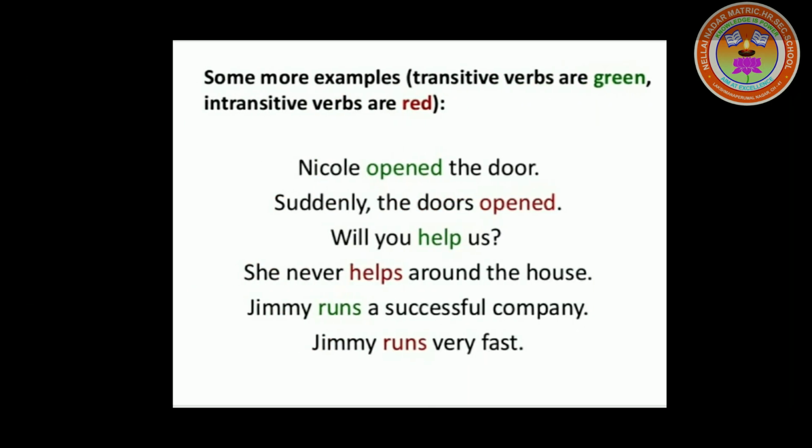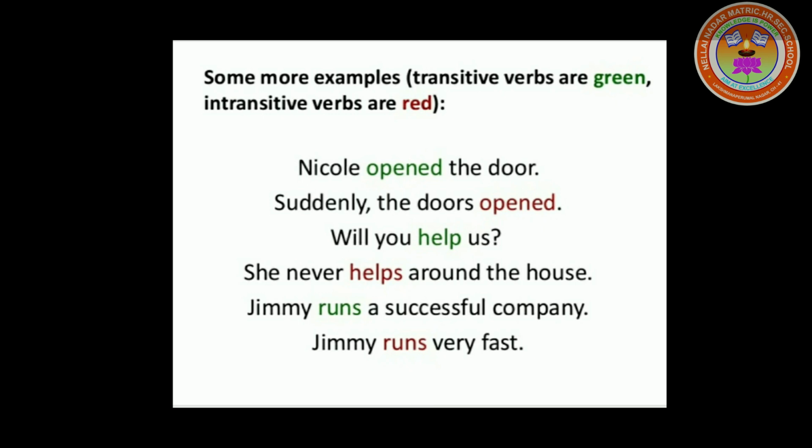Some more examples. Transitive verbs are green, intransitive verbs are red. Nicole opened the door. Suddenly the door opened. Will you help us? Here the sentence is completed with a direct object. Next, she never helps around the house. Intransitive. Okay. Jimmy runs a successful company. Green verbs are transitive and red are intransitive.